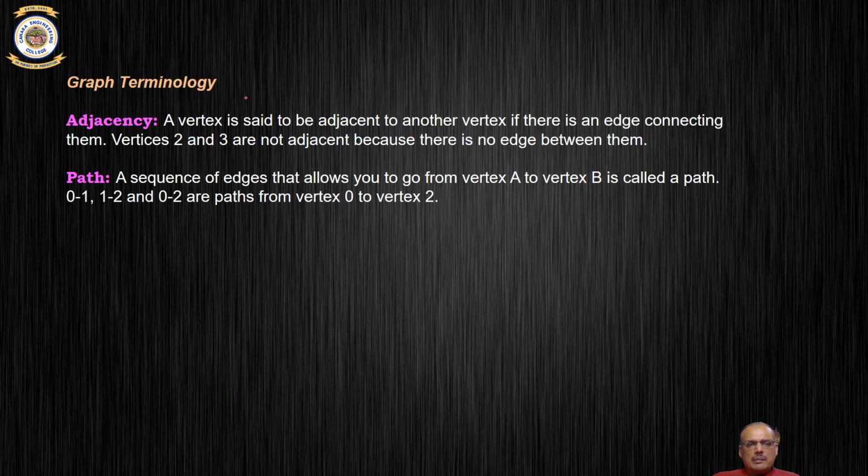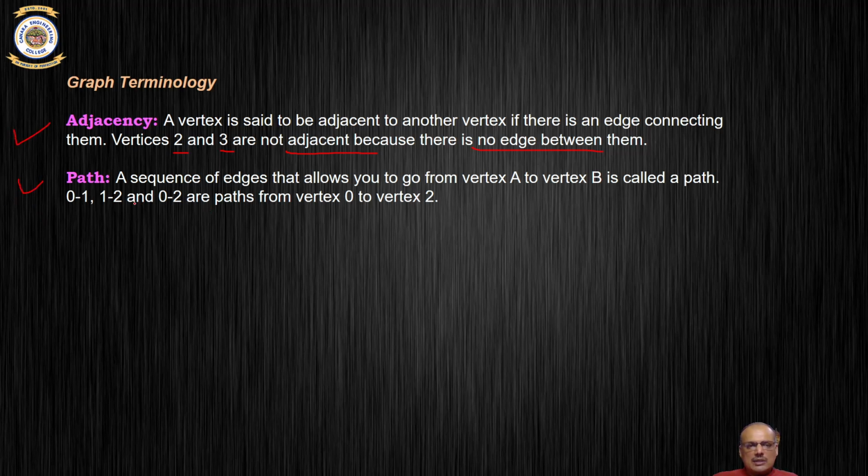Further, some of the terminologies in graphs are adjacency. We say 2 vertices are adjacent if there is an edge connection between them. So I say vertices 2 and 3 are adjacent if there is a connection, and if there is no connection between them, then I say they are not adjacent because there is no edge between them. Even though they come sequentially as 2 and 3, if there is no connection between these 2 vertices, then they are not adjacent. So that was about adjacency.